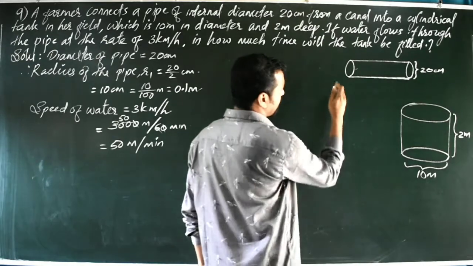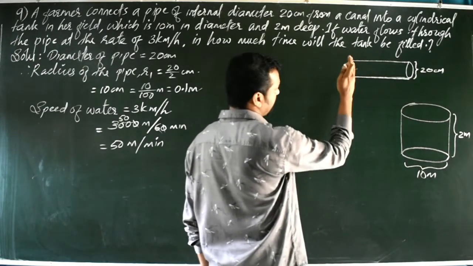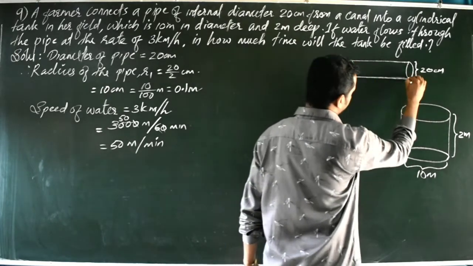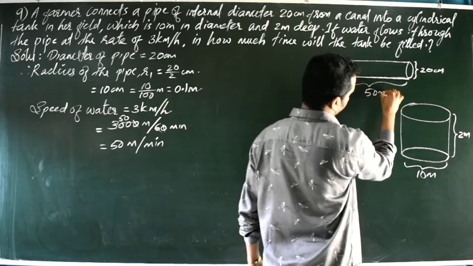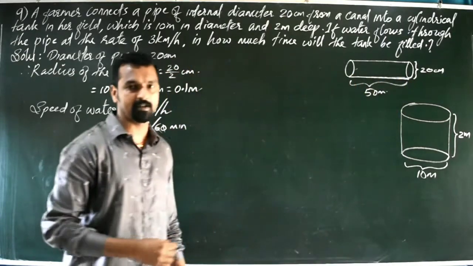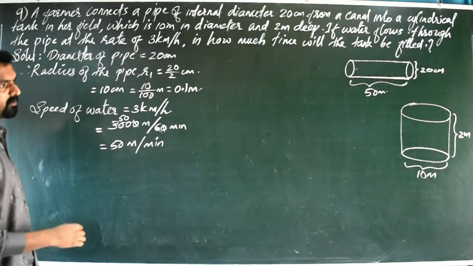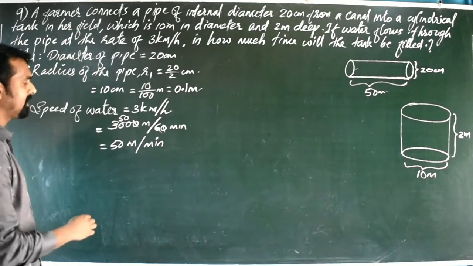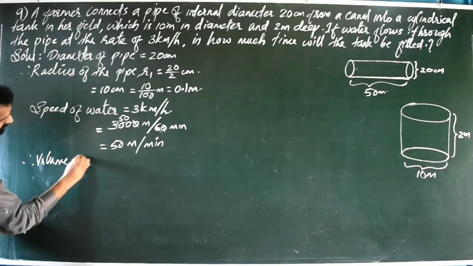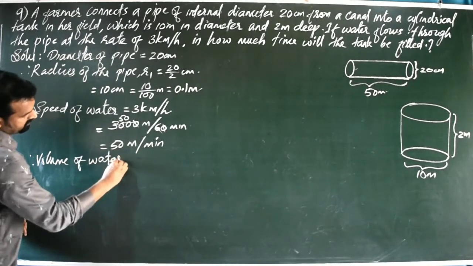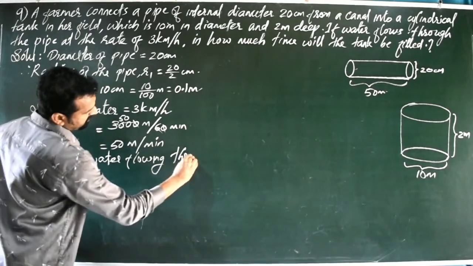Just imagine that from here water is starting, it is flowing at the rate of 50 meter per minute. Then after 1 minute it reached here, that means this length of the pipe is equal to 50 meter. So here first we will find out the volume of water flowing through the pipe in 1 minute.